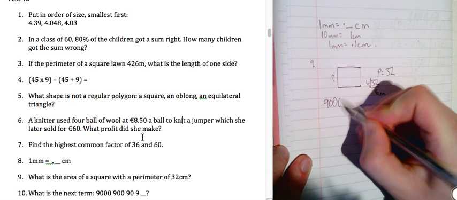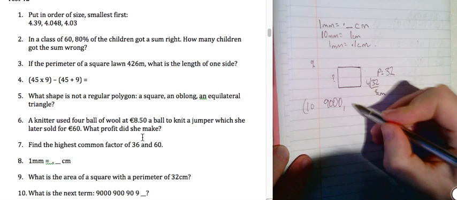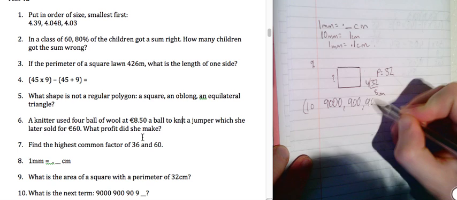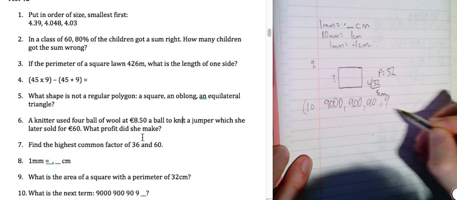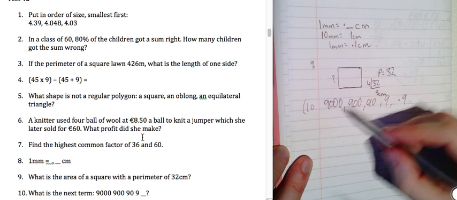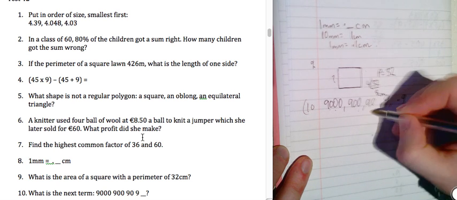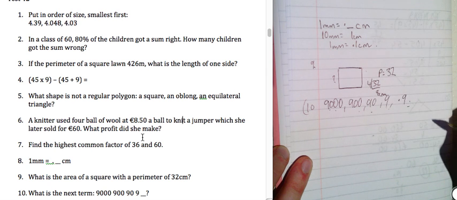What is the next term? 9,000 is the first term. This is question number 10. The next one is 900. The one after that is 90. The next one is 9. Therefore, the next one is 0.9. Okay, a zero is being taken away each time. It's going from thousands to hundreds to tens to units to tenths.